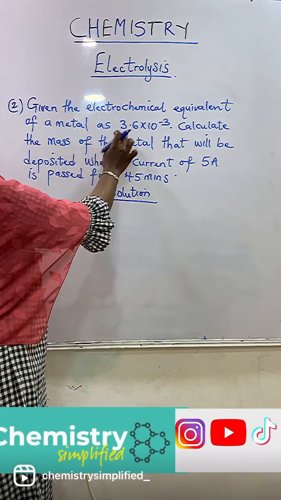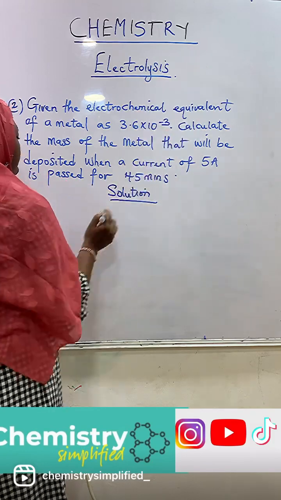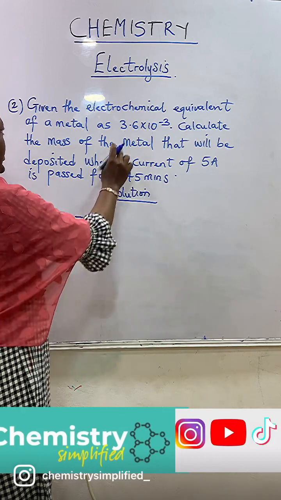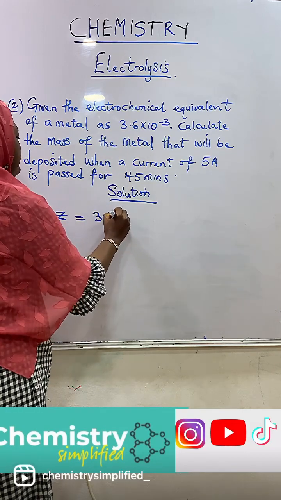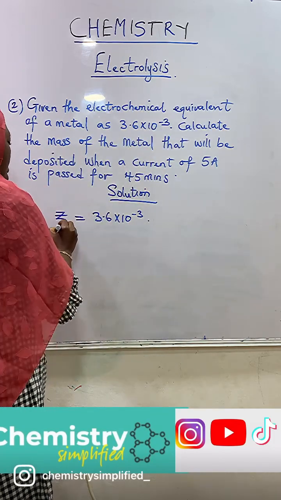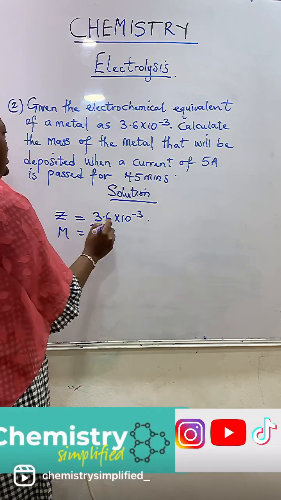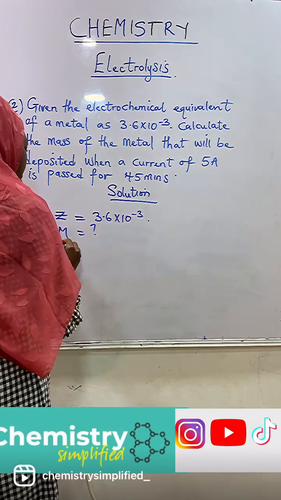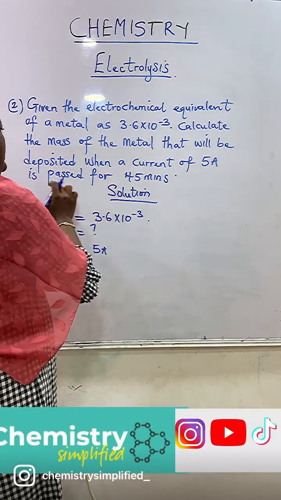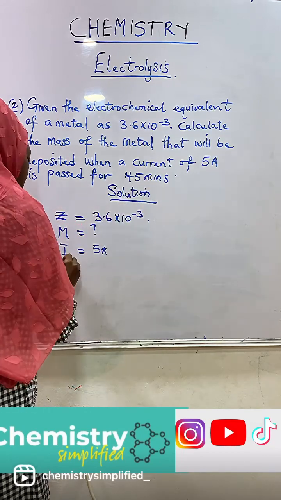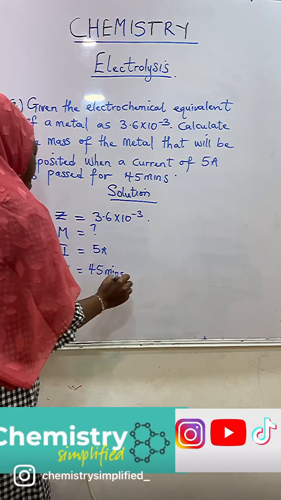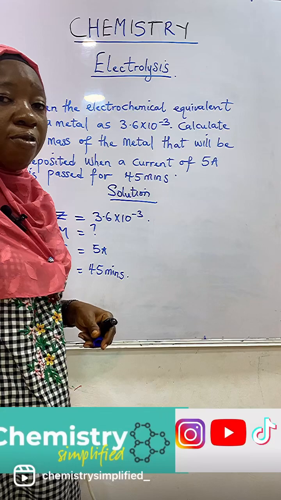Now, the first one is electrochemical equivalent. Remember, your electrochemical equivalent stands for Z, and your Z is going to be 3.6 times 10 raised to power minus 3, right? We were asked to calculate the mass, which is our M, unknown. The current, we were given I to be 5 ampere, then it's passed for 45 minutes. We are also given time to be 45 minutes. And remember what I told you about time, that if you are given time in minutes or in hours, you will need to convert it to seconds.